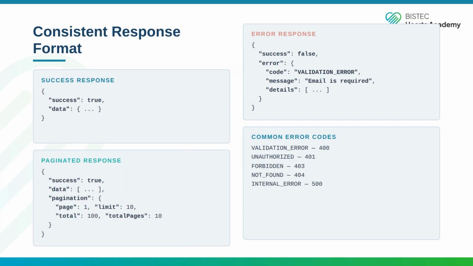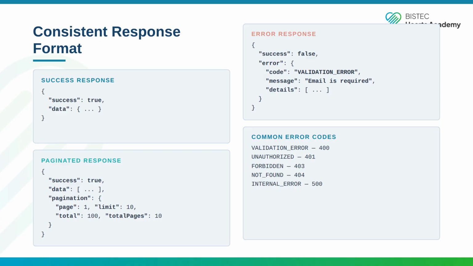Every response from your API should follow the same format without exception. Success responses: wrap your data in an object with the success field set to true and a data field containing the result. Error responses set success to false and include an error object with a machine-readable code, a human-readable message, and optional details for things like validation errors.